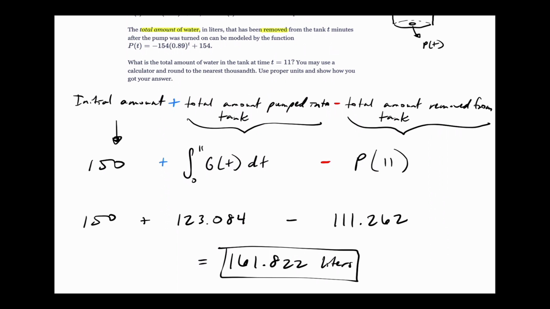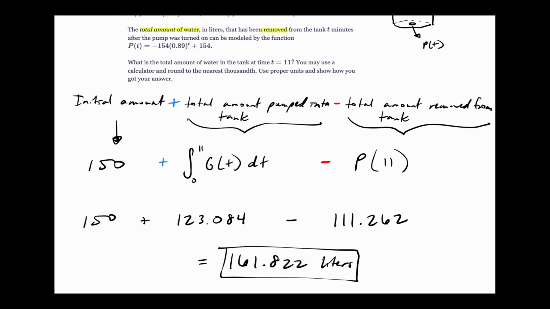So from 0 to 11, which rate was faster? Pumping in or pumping out? Pumping in. How do you know? Because it started with 151, right? So if there's more than 151, that means water was being pumped in faster than it was pumped out, right? And that's the case. So the rate at which the water was coming in is faster than the rate going out.